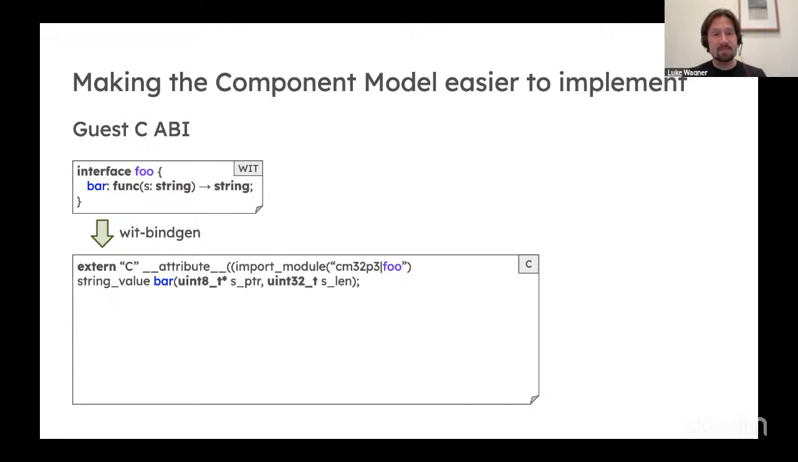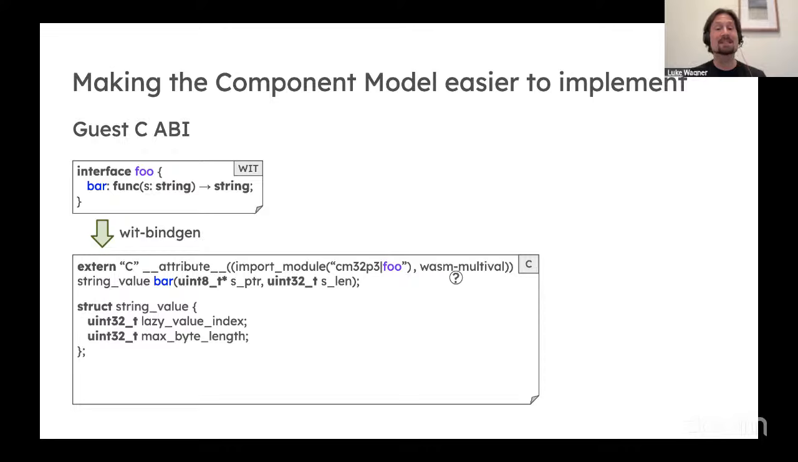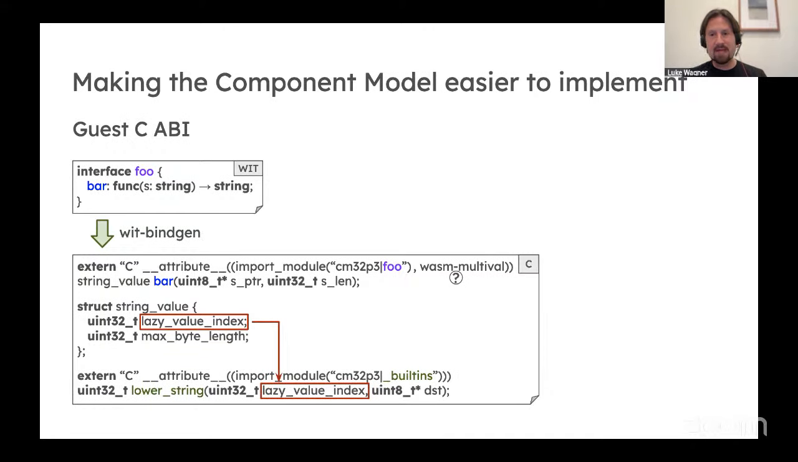Now, the string value here is a struct, which today would need to be returned via linear memory. But if we're taking advantage of multi-value returns, we could add some sort of new calling convention, which I speculatively called wasm_multival here, that says to return structs as scalar return values when possible. And what's in this struct? Well, if we're basing the guest C ABI on the lazy ABI, it would be an opaque lazy value index, along with the required buffer size. And when the caller figures out where they want to put the string in memory, it would call a lower string built-in function, passing the lazy value index and a destination address.